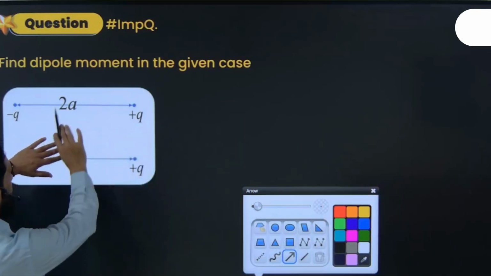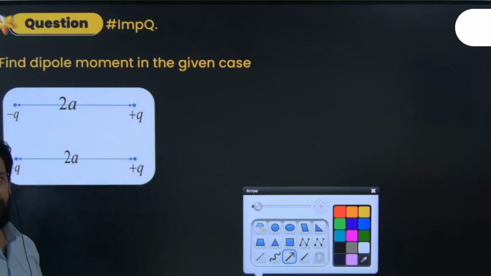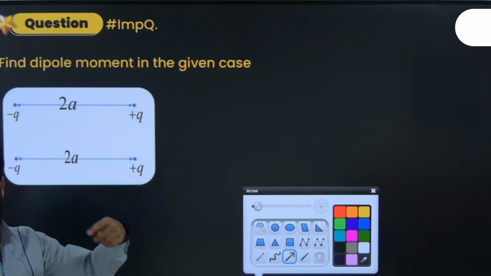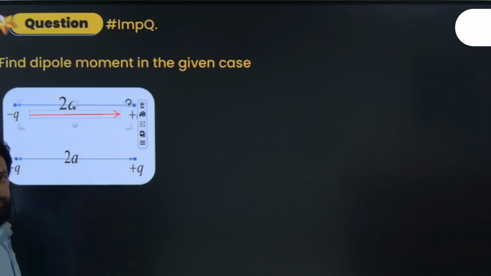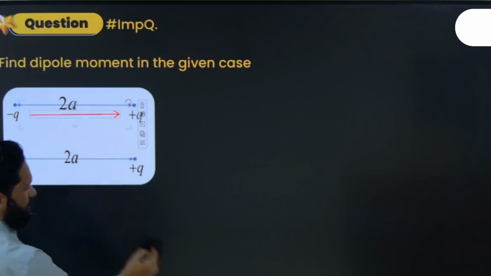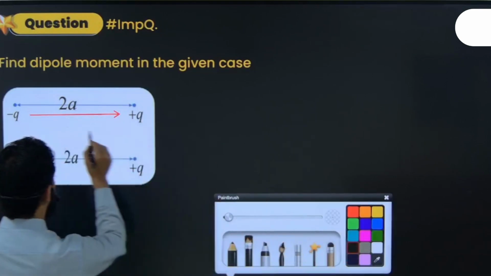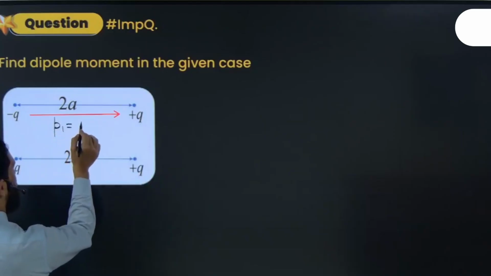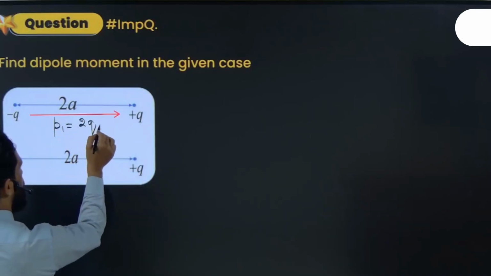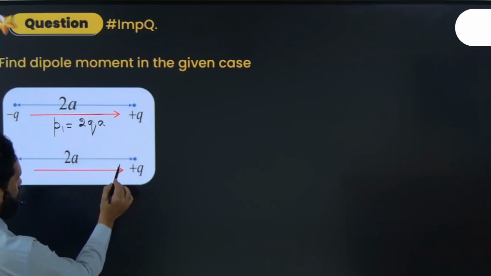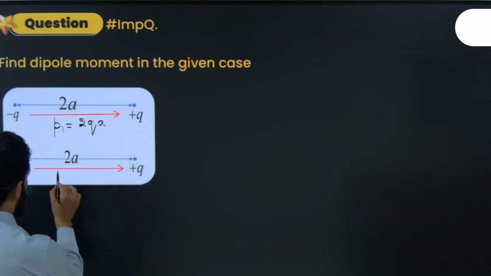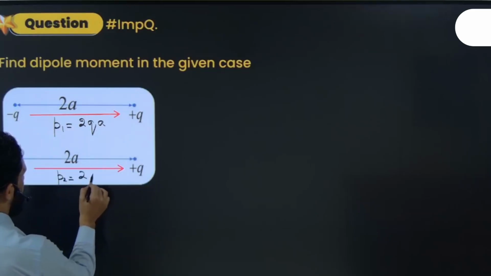Fine, we can just say these are two separate dipoles. Let's find the dipole moment in each case. Here it is directed from minus to plus. And what is the magnitude of it? Q into 2A. So we can write this, say dipole moment 1, as 2 times Q into A. And the second one is also Q into 2A. Again, P2 is 2 times Q into A.